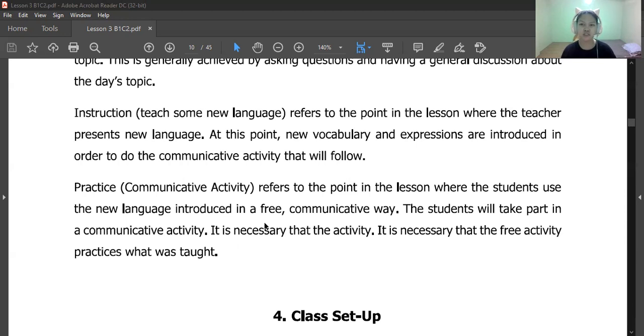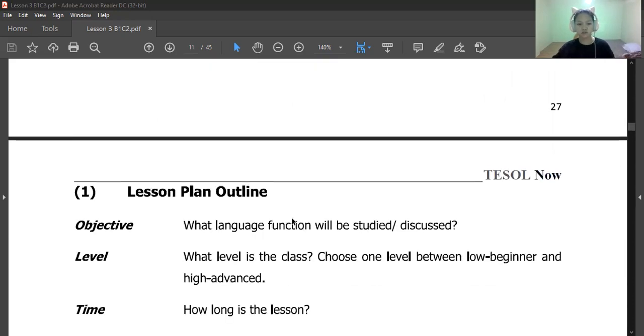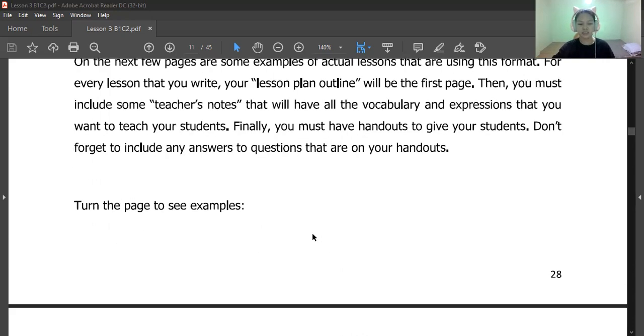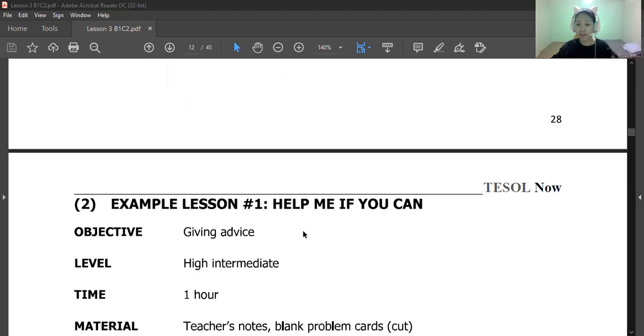Actually, the lesson plan that I will present about linguistics uses a communicative approach, and I will show you that later. So other information is also here. You can read this so that you will have a guide on how to do the communicative approach. So that ends my discussion for chapter 6.